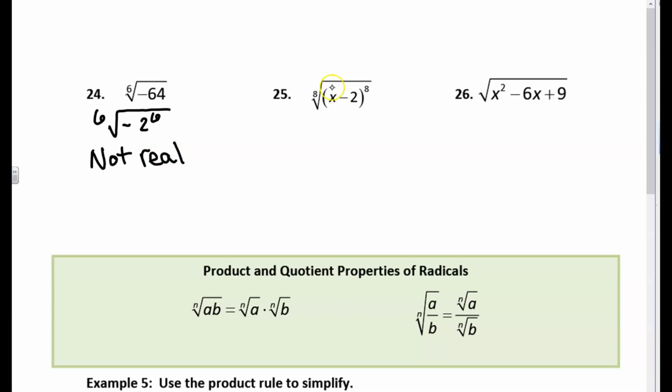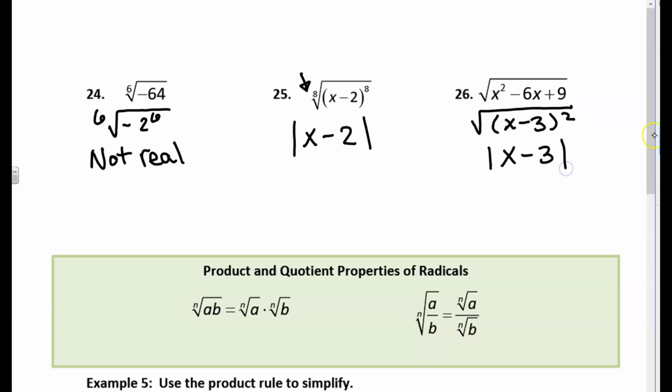Whereas here, the 8th root of (x minus 2) to the 8th, because this is an even index, it's just going to be the absolute value of x minus 2. Now this last one, this is the square root of x squared minus 6x plus 9. You might recognize that as one of our perfect square trinomials. That's really (x minus 3) quantity squared. Because this is an even index, there's a hidden 2 here that I don't have to write. That means my answer here is just going to be the absolute value of x minus 3.